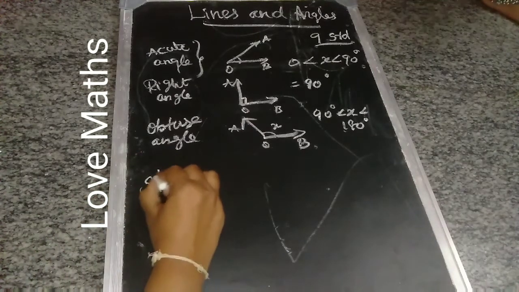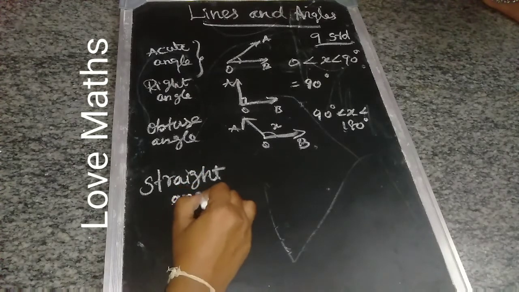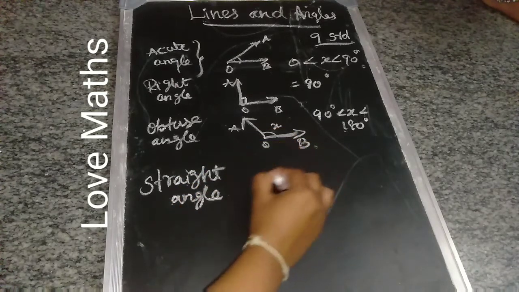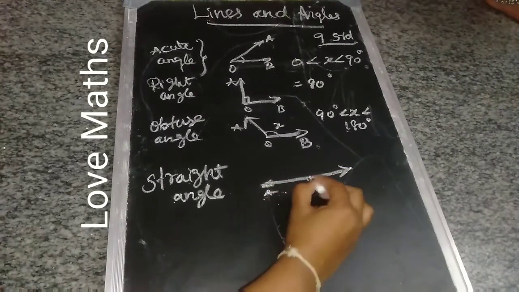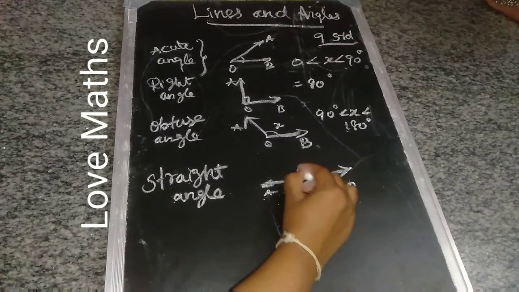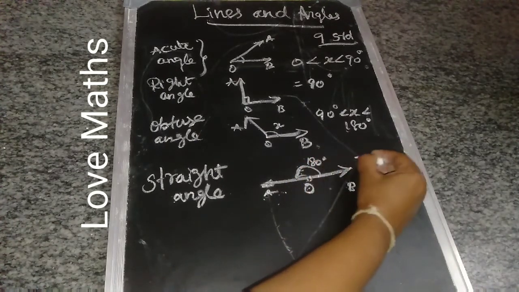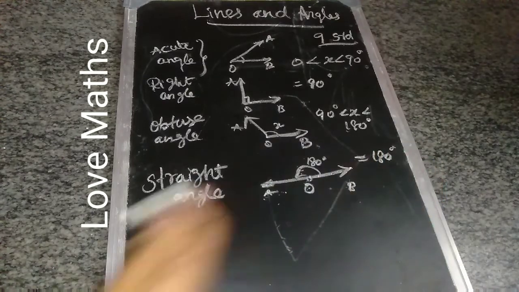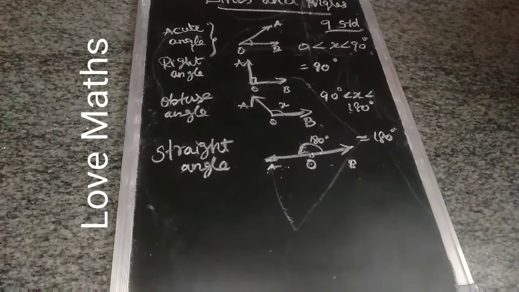What is meant by straight angle? Straight angle means two rays are in a straight line. So this is the center point, AOB. So here the angle is there. So this is 180 degrees. So a straight angle is equal to 180 degrees. In a line it occurs, and that is 180 degrees.